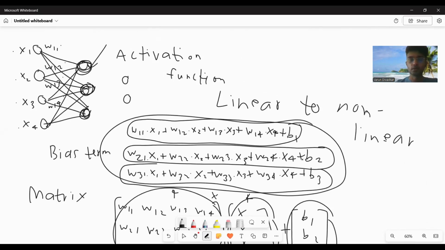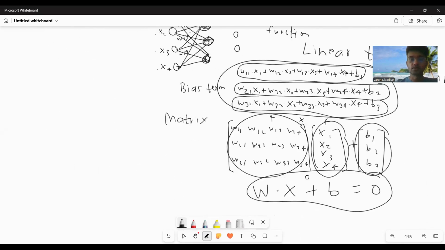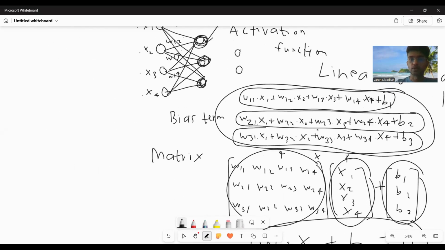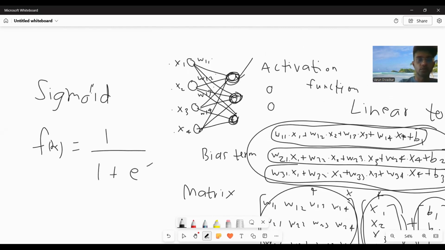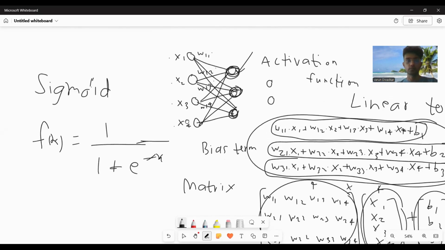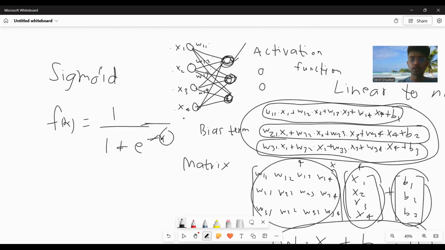all right? So typically the one used is a sigmoid activation function. We also have two others, we'll discuss them in another video. So how does a sigmoid activation function work? Sigmoid, the equation equals 1 divided by 1 plus e raised to minus x, right? So this x is basically the value of each of these terms, right?